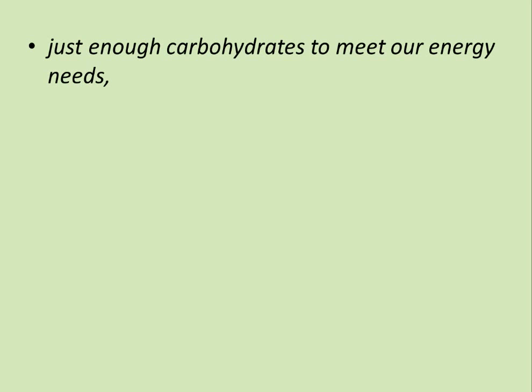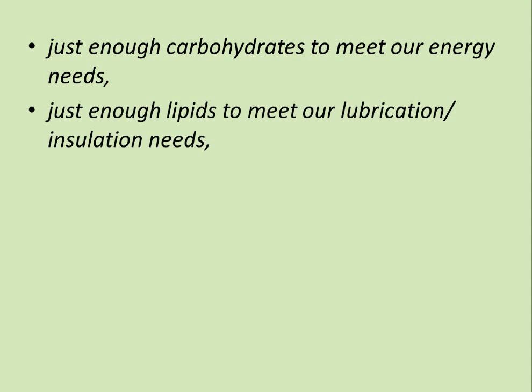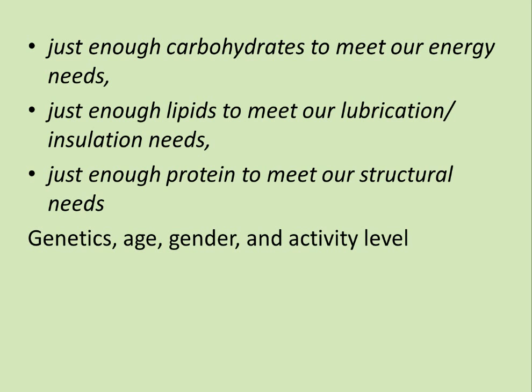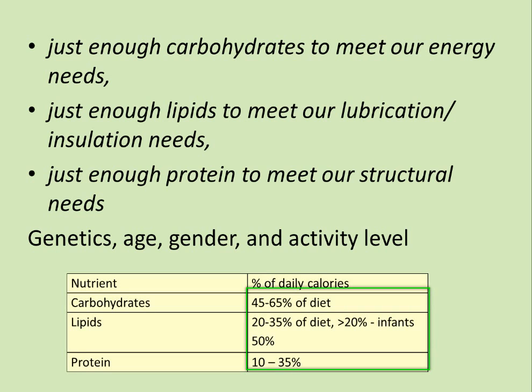Ideally, the human diet should be comprised of just enough carbohydrates to meet our energy needs, just enough lipids to meet our lubrication and insulation needs, and just enough protein to meet our structural needs. In each person, this will be different due to genetics, age, gender, and activity level. That is why each nutrient is recommended in a range. This can be confusing at first glance, but let's think about this.